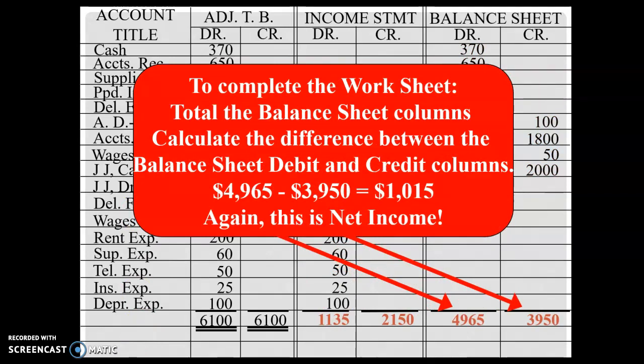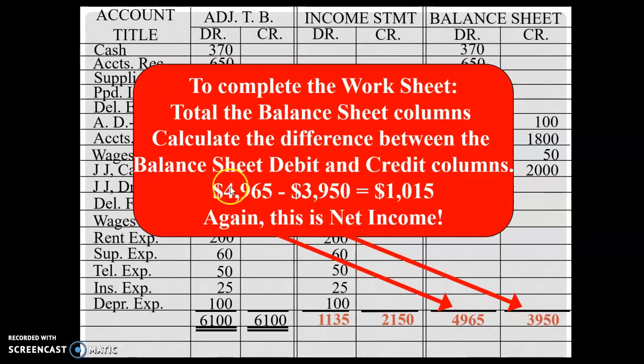Now we're going to total up the total debits of the balance sheet columns. That's $49.65, and the total of the credits is $39.50. Okay, and again, you have to have all the debits and all the credits if you want them to total, to equal, just like the adjusted trial balance. Our total debits of $6,100, total credits of $6,100. But now we only have some of the credits and some of the debits, so they're not going to equal. But now we have to find the difference.